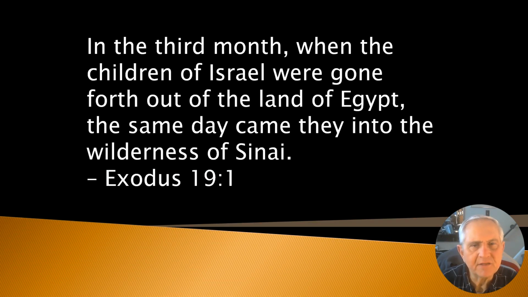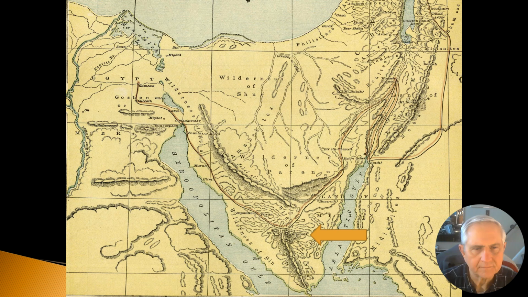In the third month, when the children of Israel were gone forth out of the land of Egypt, the same day came they into the wilderness of Sinai. So now we come to Sinai. We want to take a look at our old map. So down here is Mount Sinai.